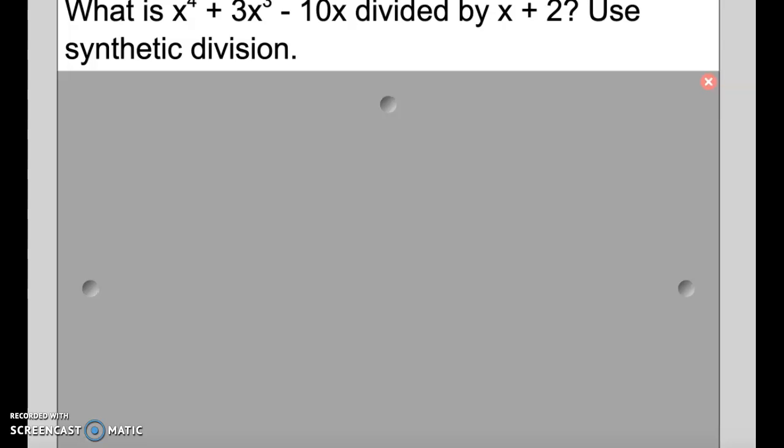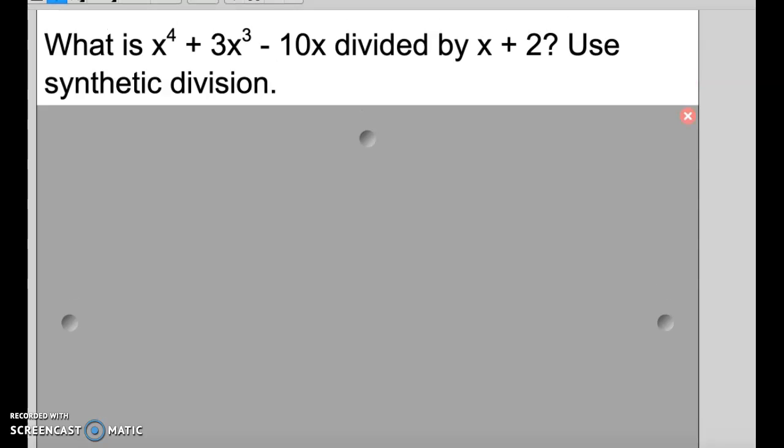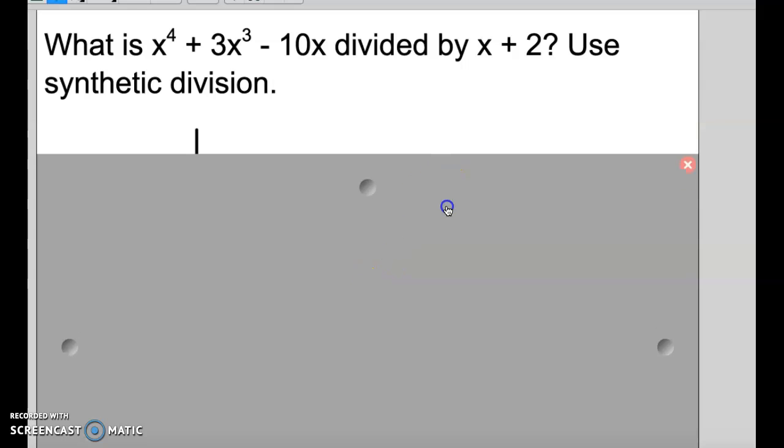Can't really see it too well, sorry. I'm trying to get it a little smaller for you. To divide x to the 4th, that says. I don't know why it's being so frozen.